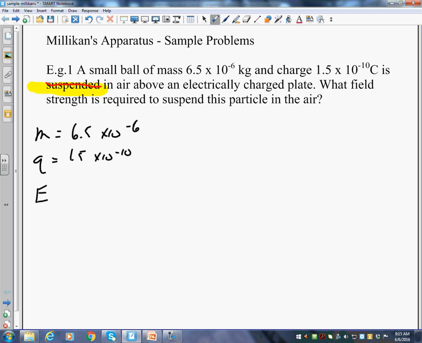Okay. I always draw a little picture just to help kids visualize things. The weight force, gravity down, is balanced by the electric force up. Okay? And we're trying to find E, which is in this formula here. So we're going to have to get FW first. How do you find FW? It's equal to mg.